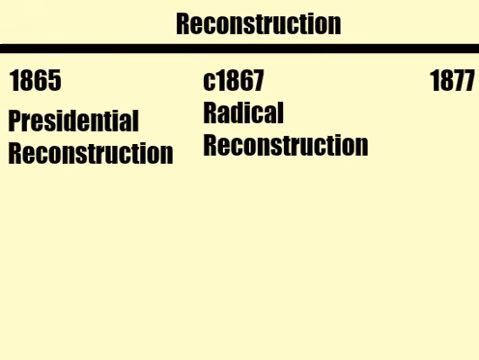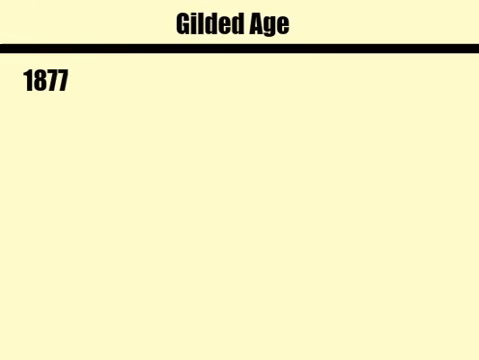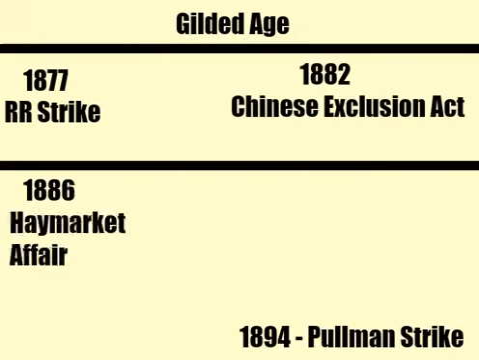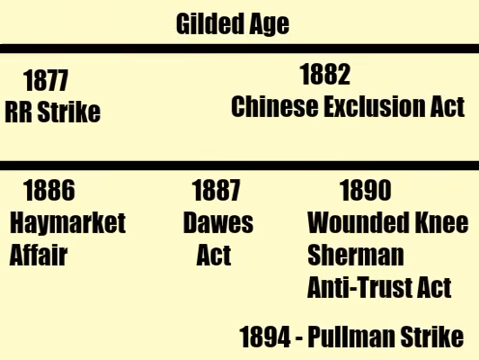Note that in 1867, you have Radical Reconstruction taking effect with the Reconstruction Acts of 1867. The year Reconstruction ends in 1877, you also have the Great Railroad Strike. During the Gilded Age, it's the 1882 Chinese Exclusion Act, and in 1887 you have the Dawes Act, which tried to assimilate Native Americans. In 1890 you have the tragedy of Wounded Knee. Also that same year of 1890, it's the Sherman Antitrust Act, restraint of trade.